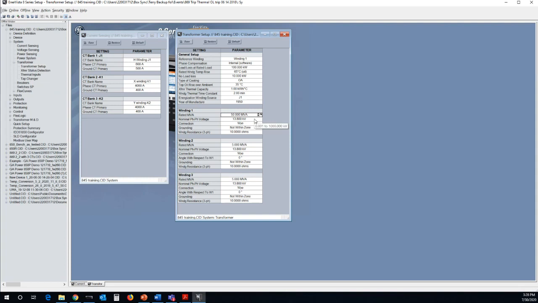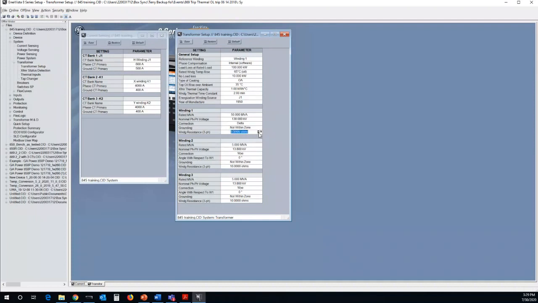Now, my nominal phase voltage on winding 1, that was the H winding, and it was 138 kV. That nominal phase voltage setting is very important because that setting is going to be used for magnitude compensation. So I'm going to set that to 138. Now, my next setting is the actual connection. That particular connection is the delta connection. So I'm going to say that one is delta. That delta connection does not have a ground source inside of the zone of protection. So I'm going to leave that with not within zone.